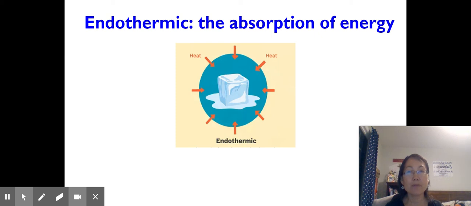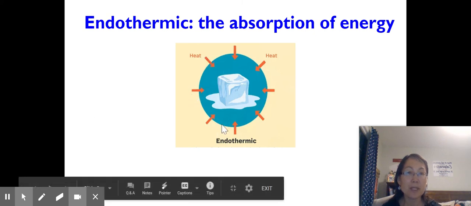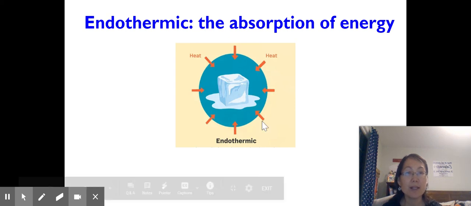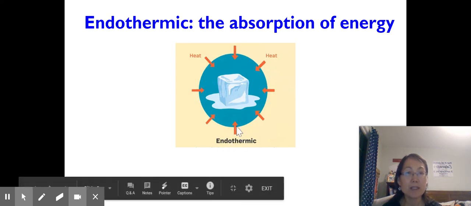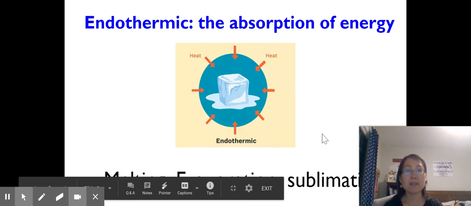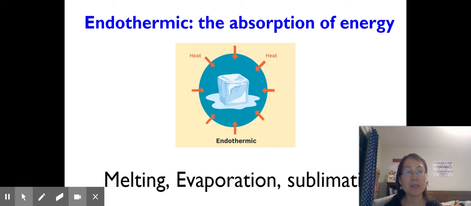There's a new vocabulary word for you: endothermic. Endo means in. Think about it: it needs to absorb energy. An endothermic process means we need to put heat in, put in more energy. Heat is basically a type of energy. It's called endothermic because it's absorbing energy. So there are three processes: melting, evaporation, and sublimation. Those are the processes where we need to add more energy.